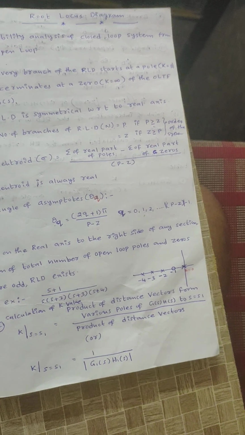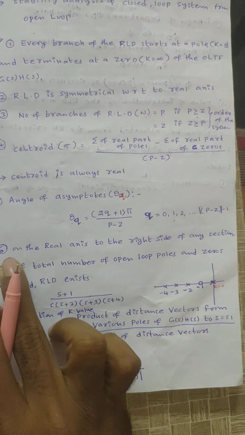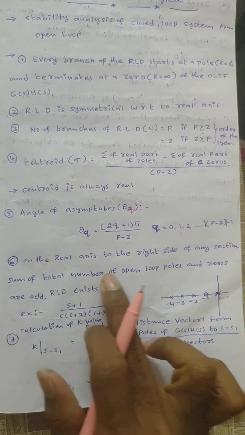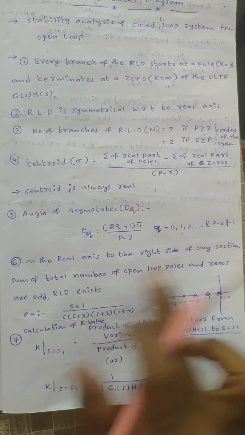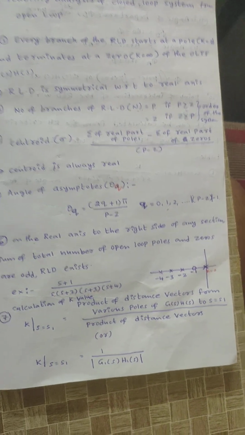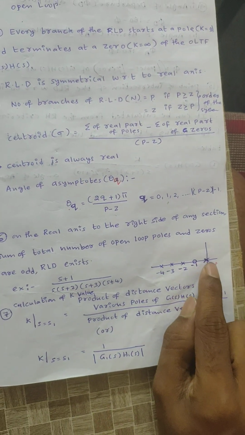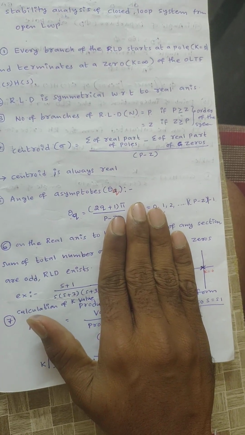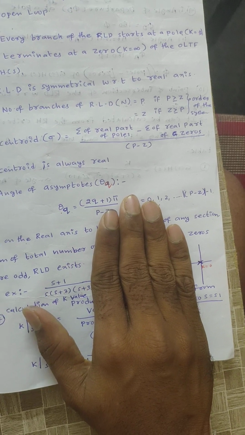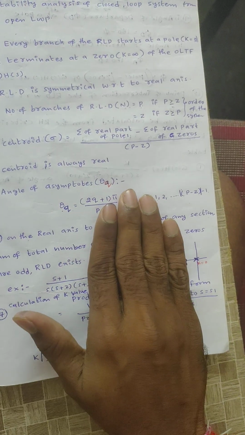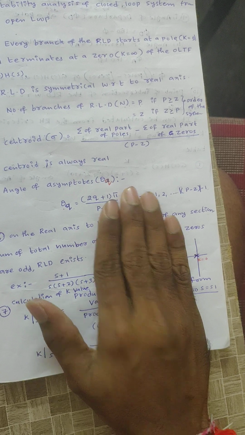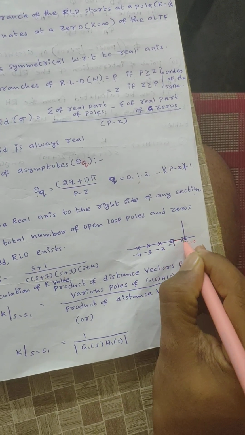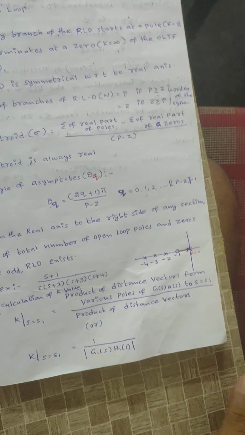First we will see how to determine the sixth point. On the real axis, to the right side of any section, if the sum of the total number of open loop poles and zeros is odd, then only the RLD exists. Now see here, at s equals 0, one pole is present. I can close the remaining terms. Then the sum of poles and zeros, from my right hand side, will be odd. Only one pole is present, hence the RLD exists from 0 to minus 1.